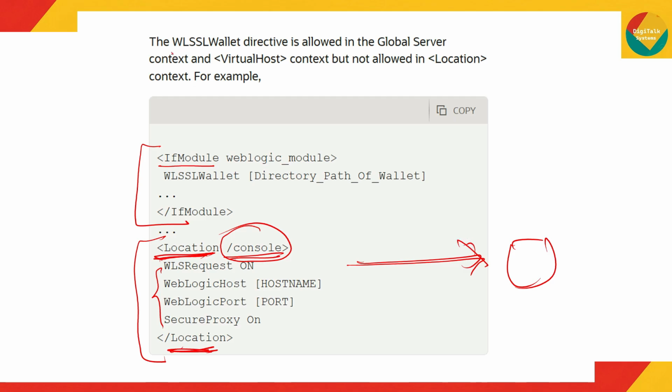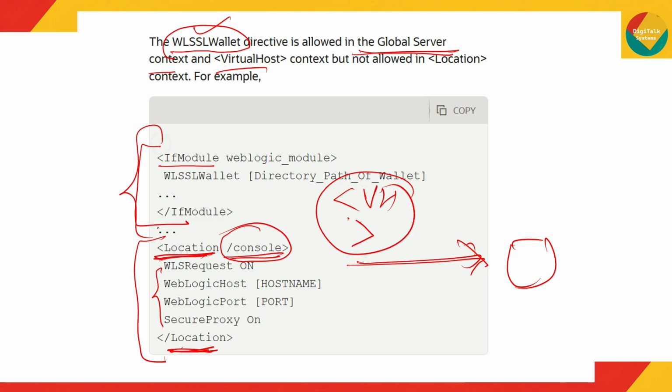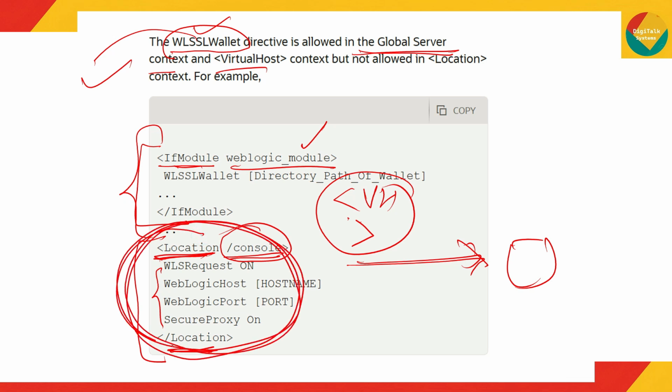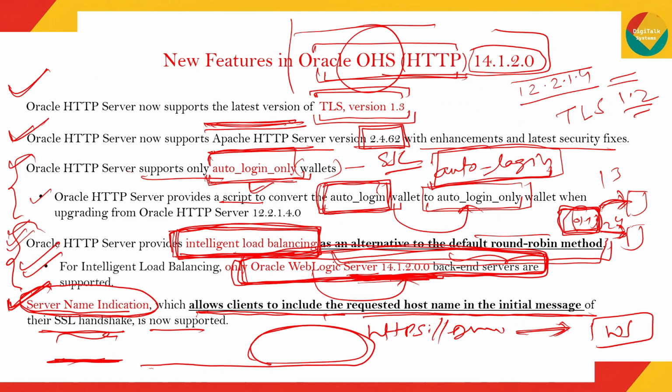Now this WLS SSL wallet directive is only allowed in the global context. That means if you have defined a virtual host, inside the virtual host tag you can define this SSL certificate. Along with that, if you're defining some global context, like this IfModule for some of the WebLogic plugin modules, inside that you can define this wallet location, but inside the Location you cannot define it, right? So this is the meaning of this particular section.